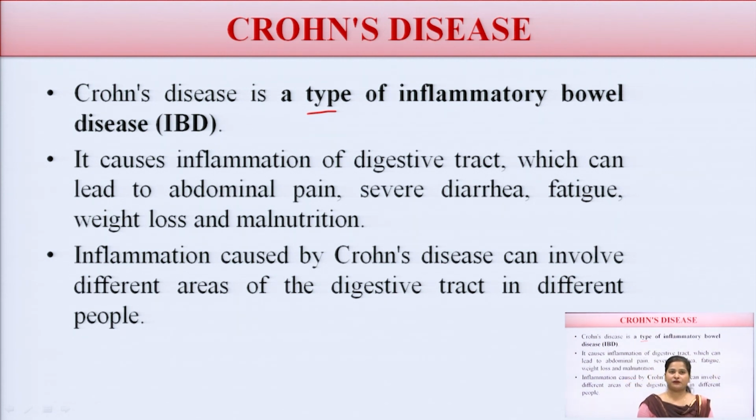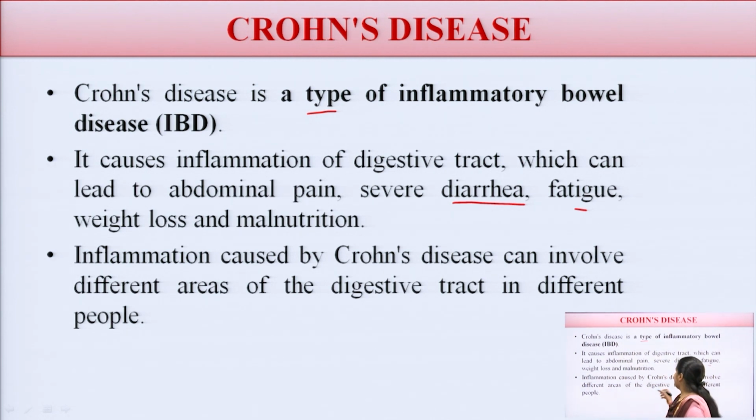It can involve the entire digestive tract, which can lead to abdominal pain, severe diarrhea, fatigue, weight loss and malnutrition. So these are some common symptoms of Crohn's disease. There is cramping abdominal pain, severe diarrhea, fatigue, weight loss and malnutrition. Okay. Then the inflammation caused by Crohn's disease can involve a different area of the digestive tract in different people.